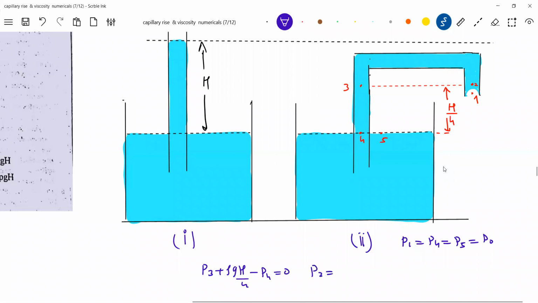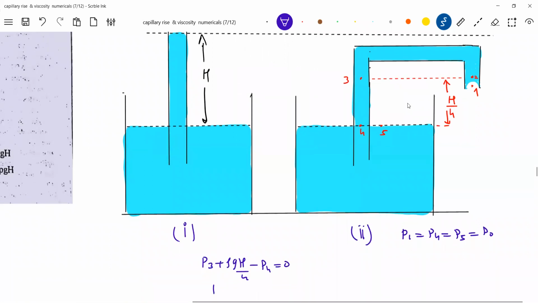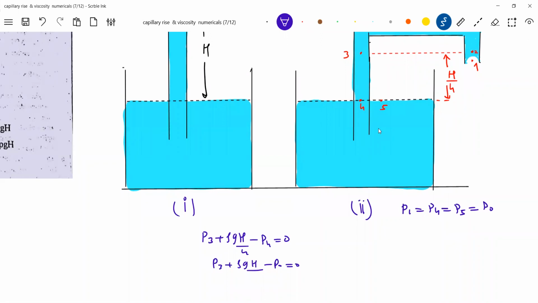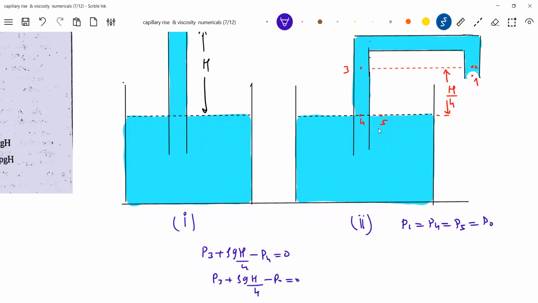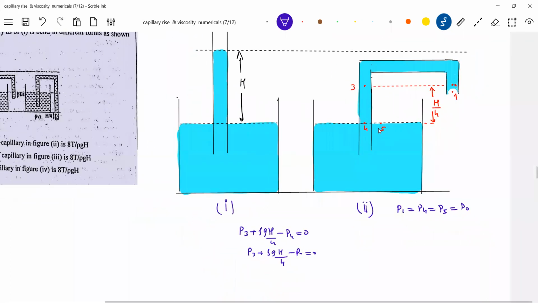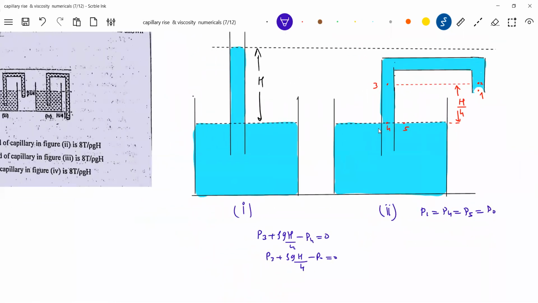So what is the pressure at 3? One more step. P3 plus rho g h by 4 minus P naught equal to 0. So what is P3 equal to? P3 is equal to P naught minus rho g h by 4. Fine. Okay, let's come to the pressure at 1, 2.